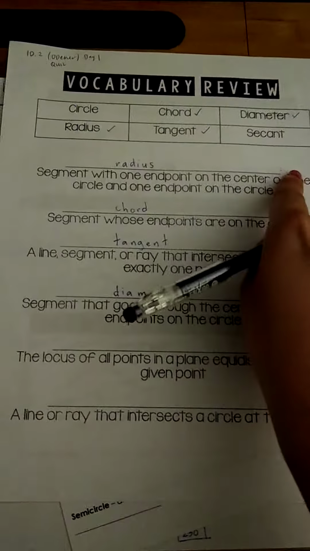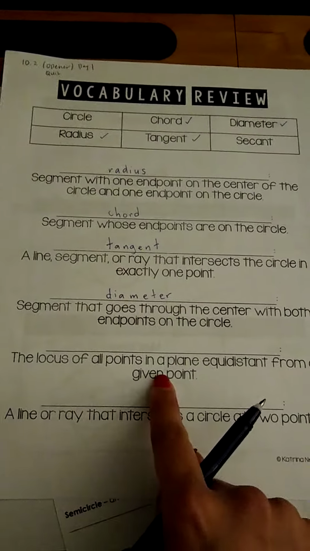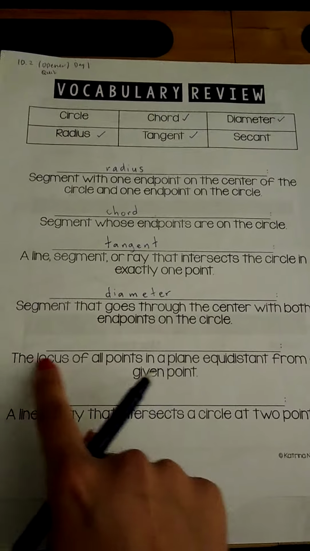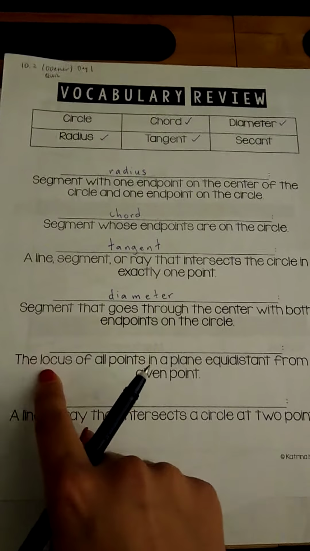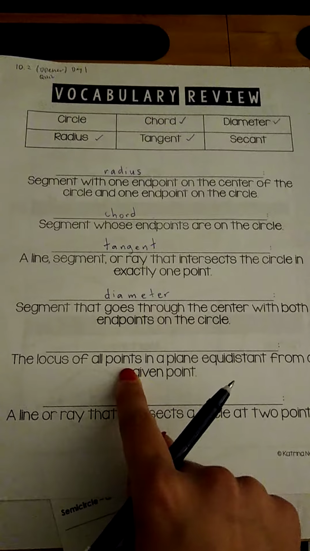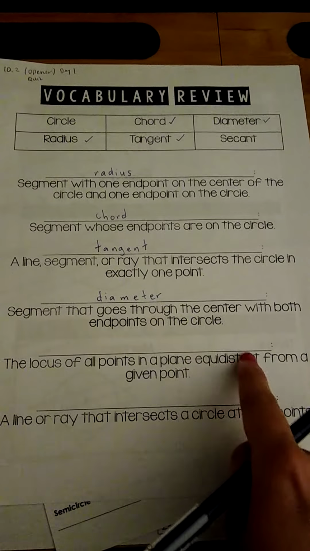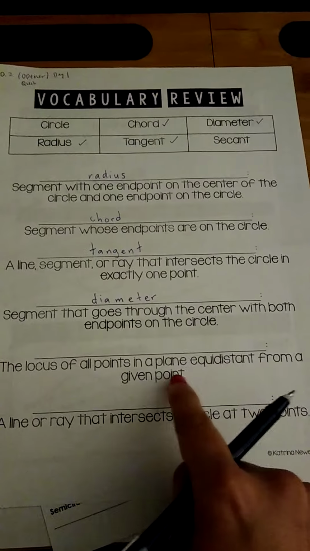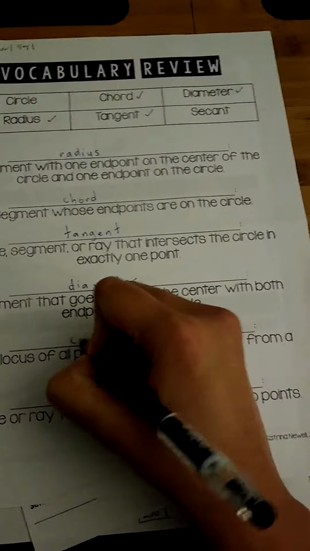We have the circle and the secant. The locus of all points in a plane equidistant from a given point. This sounds a lot more complicated than it really is, so let's break this one down. The locus of all points is a set of all points in a plane that are equidistant, which means that the distance is all the same from any specific point. That means it has to be the circle. It's talking about the circle.